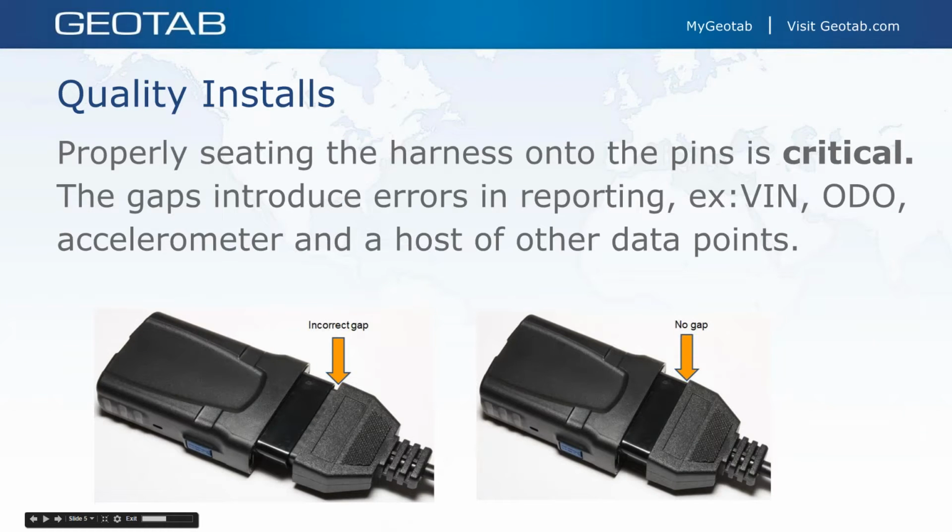Now, when we talk about quality installs, it's really, really important, guys, that you understand the difference between the picture on the left and the picture on the right. That small 2-millimeter gap that you see on the left is enough to negatively impact the quality of data that you're going to get from the device. It'll affect VIN, odometer, accelerometers. It creates a host of other issues just having that tiny little gap because you don't have a good electronic connection. So if you see it looking like this on the left, you know you have a problem with your install. The one on the right, you can see how tightly it's seated. The pins are making good connections to the harness, so you're going to get good data.